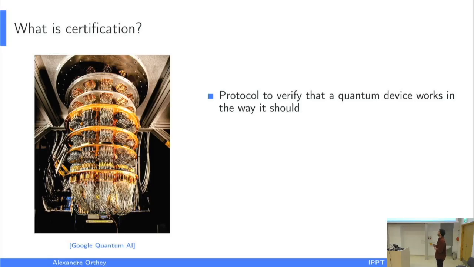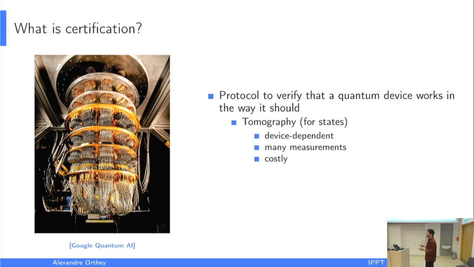What is certification? Well, it's a protocol to verify if the quantum device that you bought, well, not you bought, of course, but the university bought, is working in the way that it should. So in the label, it says this quantum device has these particles that are maximally entangled, and if you press one button, it does a measurement like this. If you press another button, it does a measurement in another way. How can you be sure that this is actually true without opening the machine?